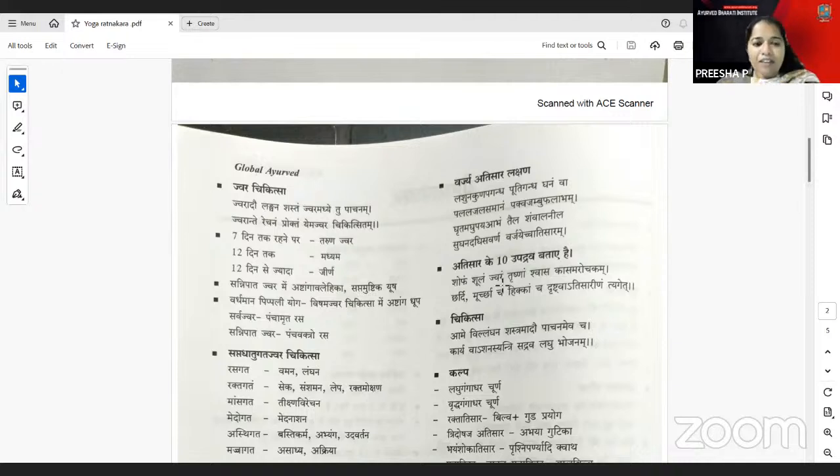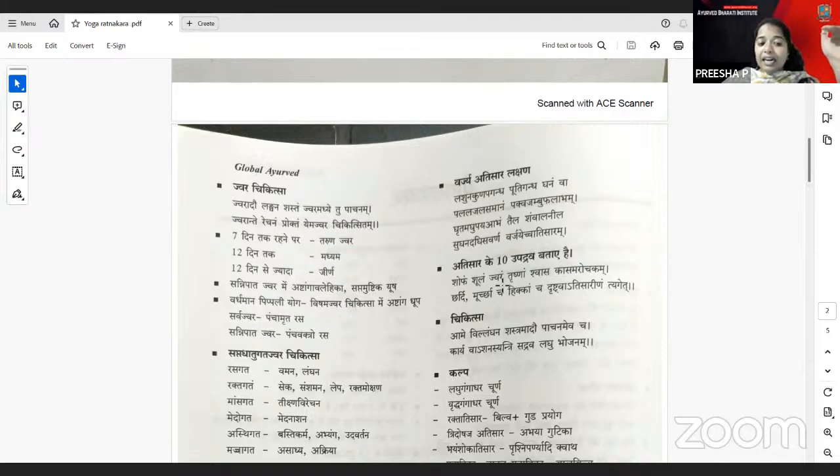Up to 7 days, it is Taruna Jvara, and up to 12 days, it is Madhyama, and beyond 12 days, it is Jirna, which is mentioned there. In Sannipata Jvara, it is Ashtanga Avaleha and Saptamushtika. Similar to the other page, where we told you to underline the Basti Shodhana, here you have to underline the Saptamushtika Yusha, because this part can be asked.